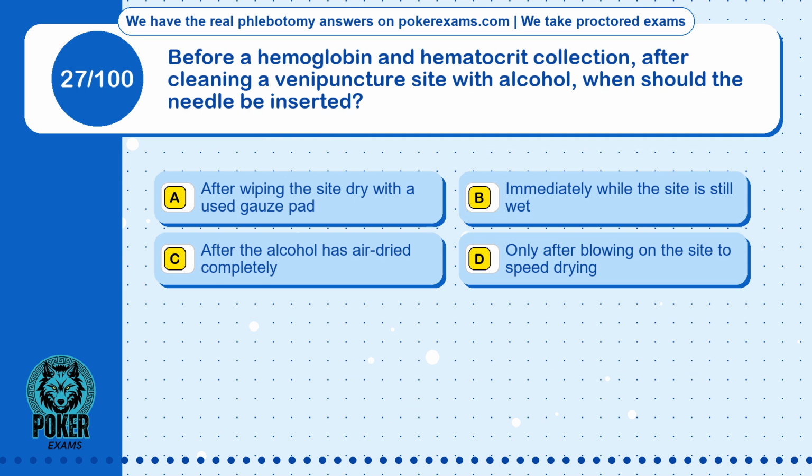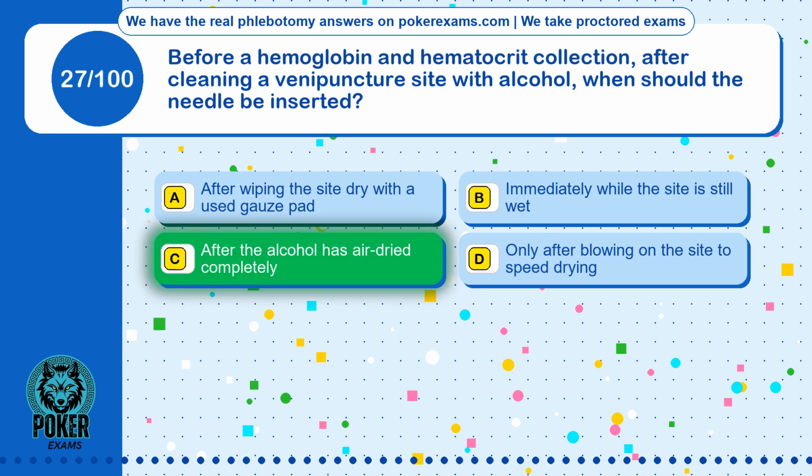Question 27. Before a hemoglobin and hematocrit collection, after cleaning a venipuncture site with alcohol, when should the needle be inserted? Option A. After wiping the site dry with a used gauze pad. Option B, immediately while the site is still wet. Option C. After the alcohol has air dried completely. Option D. Only after blowing on the site to speed drying.